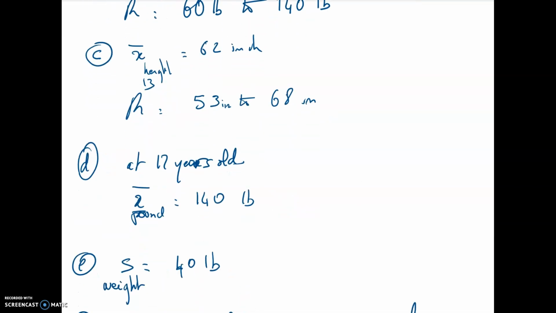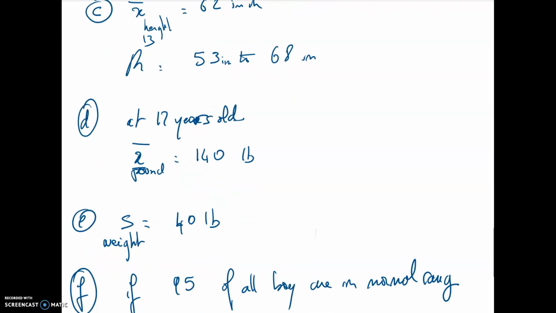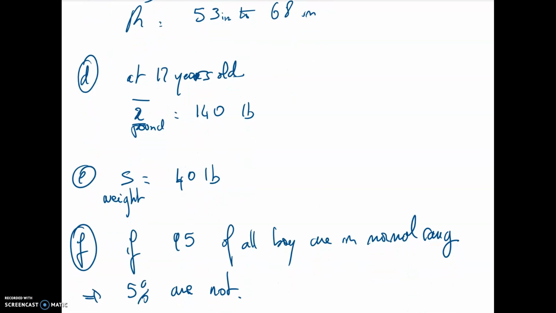At 17 years old, the mean weight is around 140 pounds, and the standard deviation for the weight is going to be 40 pounds. Finally, the last question: assuming that this chart was constructed so that approximately 95% of all boys are in the normal range, determine what percentage of boys are not in the normal range. Well, you will probably understand that if 95% of all boys are in the normal range, that means 5% are not.